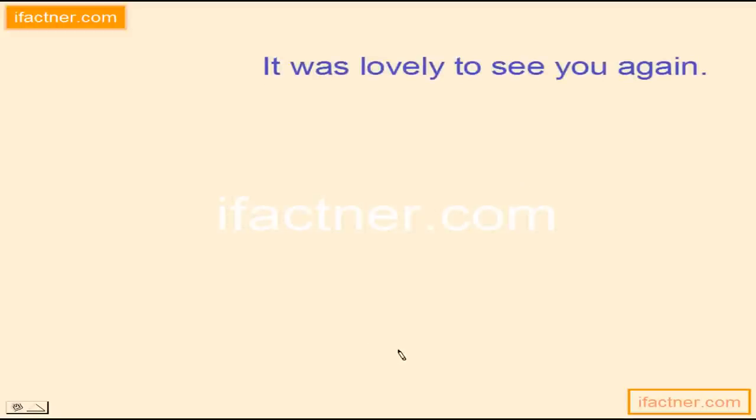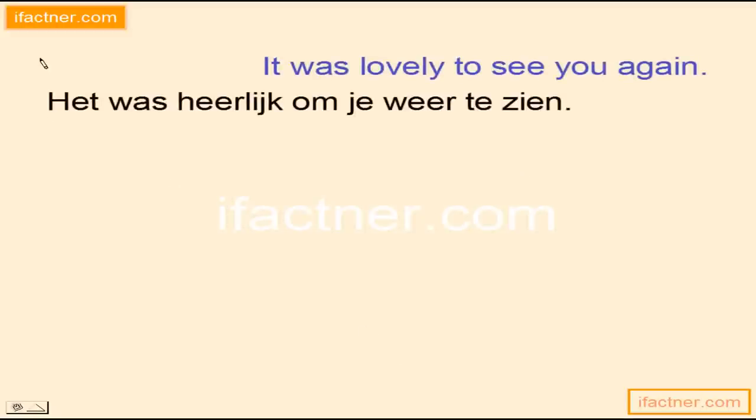It was lovely to see you again. Het was heerlijk. Remember that ij is pronounced as y. Heerlijk. Het was heerlijk om je weer te zien. It was lovely to see you again.